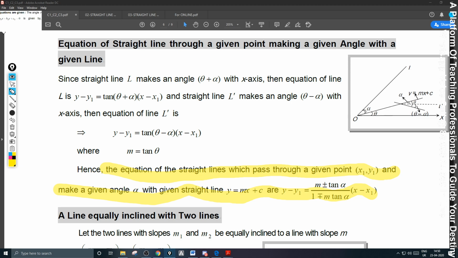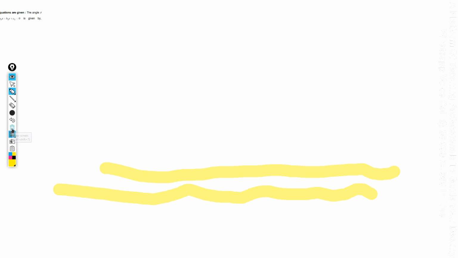Generally there are many formulae given to be remembered, but it may be difficult for you to remember all of them. But if you are thorough conceptually with the method of how this formula is derived, then it will be more comfortable for you. So let me derive this formula. What is the data given? The equation of the straight line which passes through a given point x1, y1 and makes an angle alpha with a given line. Let me do that, please.